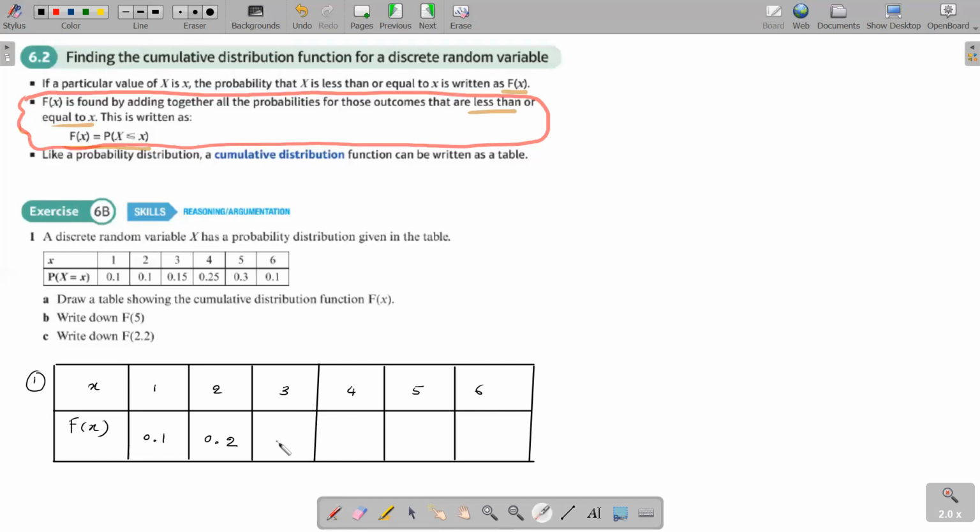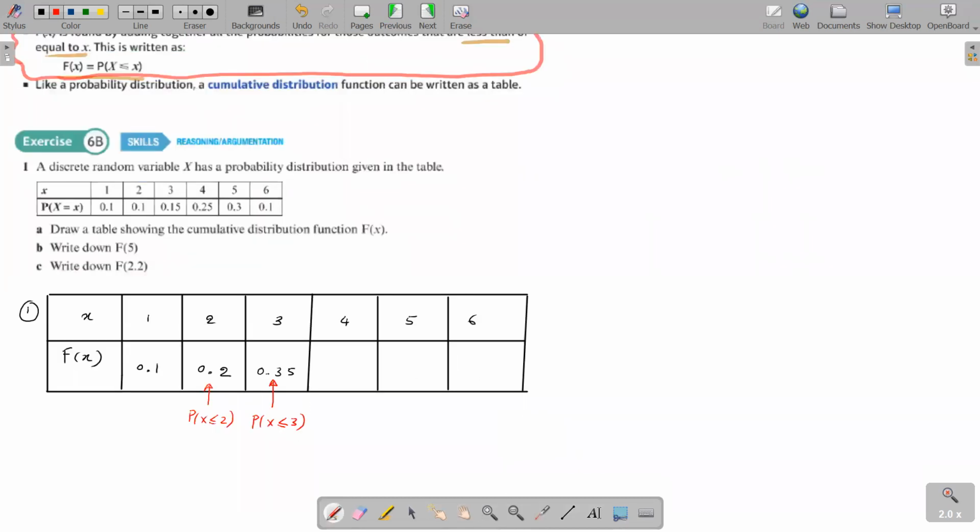And then when x equals 3, what's the cumulative probability? You go to the probability table and add the probabilities for all x values less than or equal to 3. Can you understand? So 0.1 plus 0.1 plus 0.15, which is 0.35. If I just highlight this, this is the probability that x is less than or equal to 3. And this is the probability that x is less than or equal to 2. Do you guys see this?